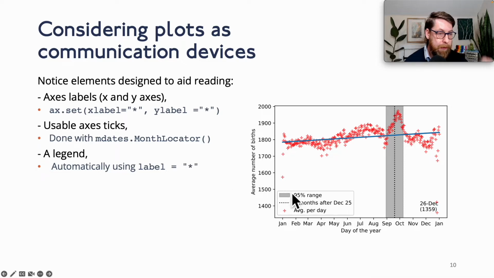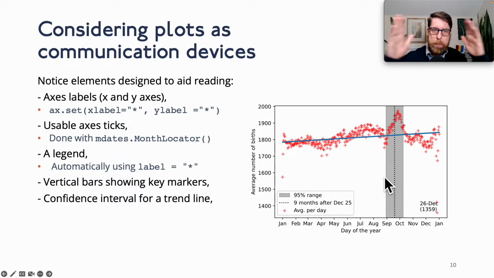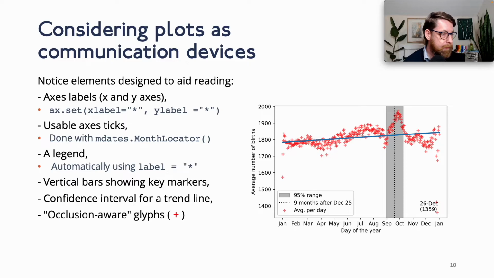We have a legend, and you'll notice that I discussed that earlier by saying we add a label to something. So I added a label in the code, and then by adding a label for each of these things, they show up in the legend. I had vertical bars showing key markers, both this dotted one, and then also this confidence interval as kind of a band. We've also seen confidence intervals before, and I do think they're generally useful because we don't want to have the expected value give us too much of an expectation if the data is a bit noisy.